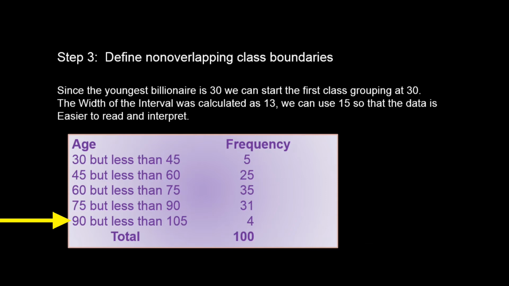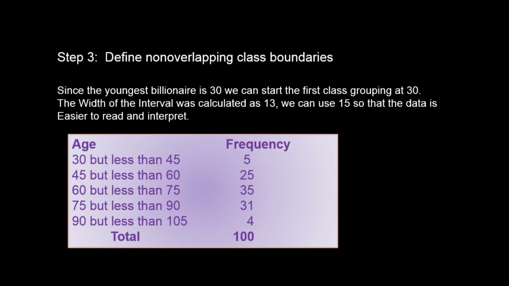Notice we say but less than 45, since we can't have a class grouping of 30 to 45, and then the next class grouping would be 45 to 60, then you'd have the number 45 in both categories. And where would you put a 45-year-old? Would they go in category 1, which is 30 to 45, or would they go in the second grouping, which would be 45 to 60? So you have to write it in a way that it is non-overlapping.